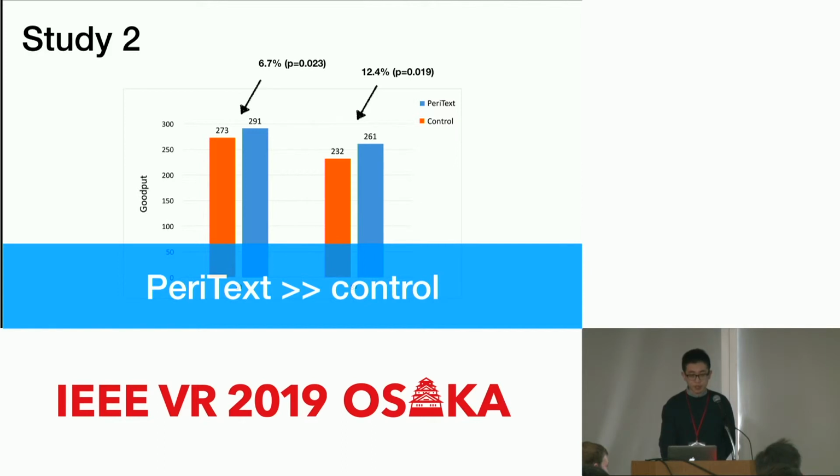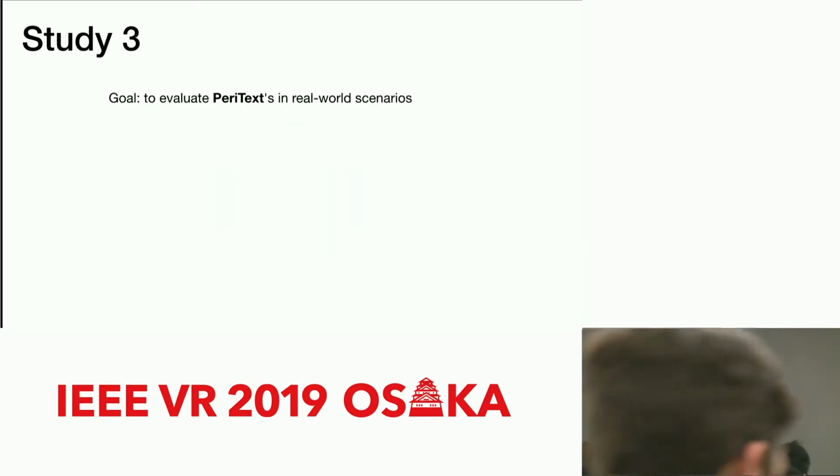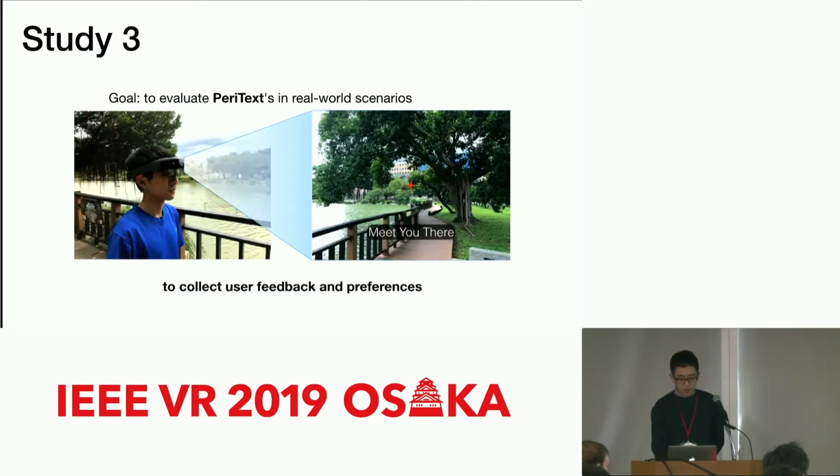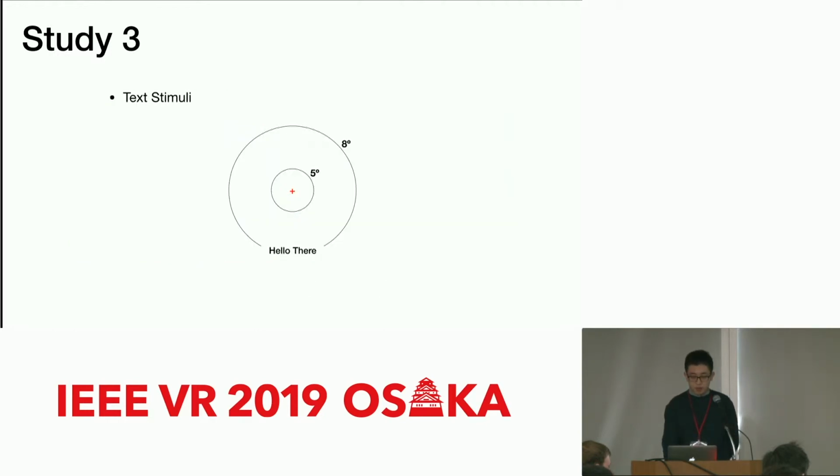To further understand how PeriText performed in real-world settings, we designed a field study where users wore AR glasses and used PeriText while walking around on the university campus. During the study, we collected users' feedback on reading text using PeriText in AR, and the users' preference of text positioning. We provide text stimuli at 2 positions, 5-degree and 8-degree eccentricity.